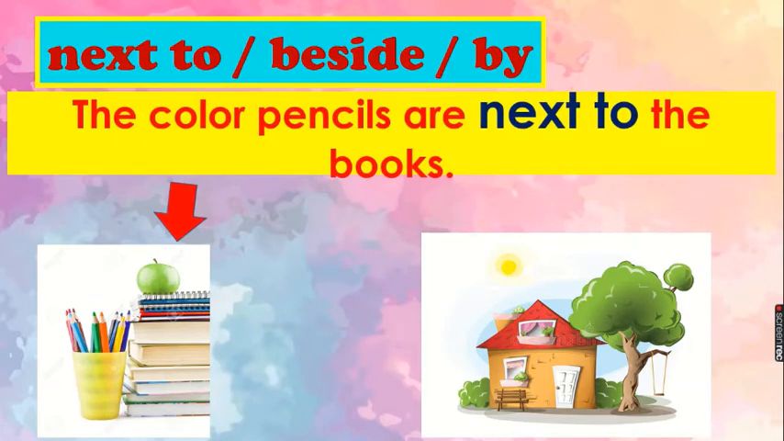The color pencils are next to the books. So these are books. These are the color pencils. And we can say the color pencils are next to the books. And now let me ask you one more time. Why do we use are? Why don't we use is?